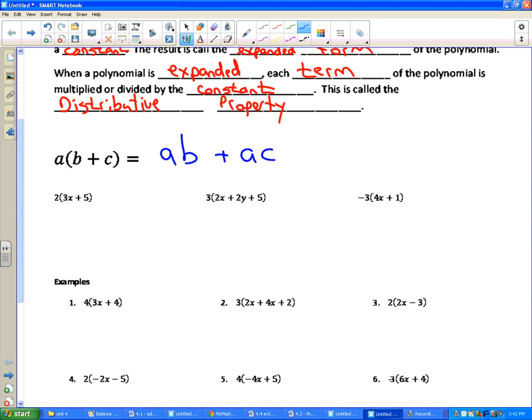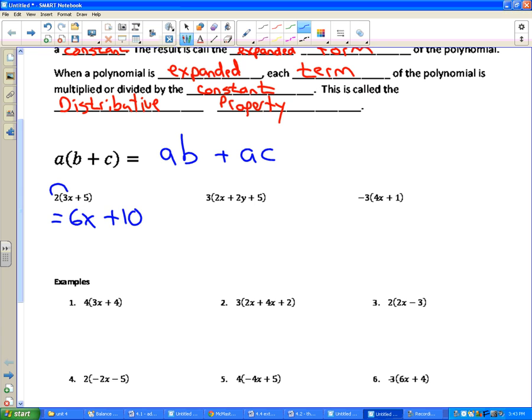Now let's do it with some numbers. Again, we want to take this constant. In this one, it's 2. We want to times it by 3x. So 2 times 3x, I can multiply the numbers, so I can get 6x. And I can take 2 times 5, and I can get 10.